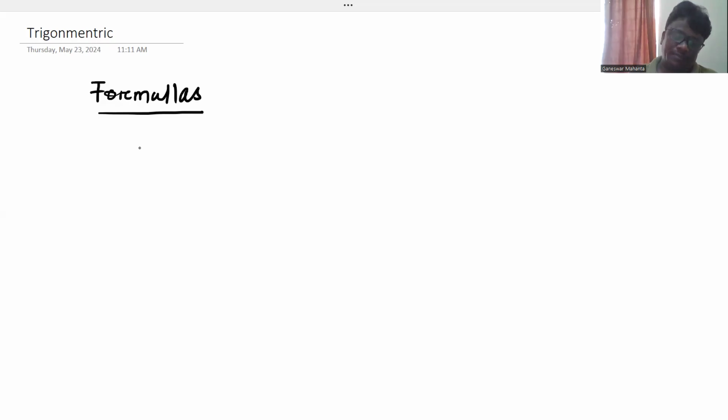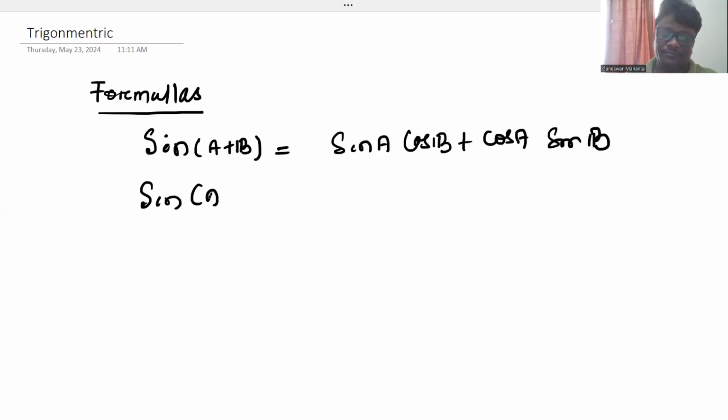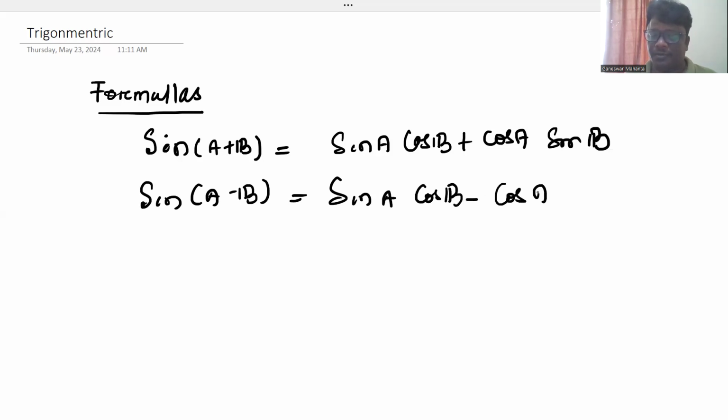Sin a plus b, sin a minus b. Sin a plus b is one formula that we have discussed: sin a cos b plus cos a sin b. Just to remember this formula, sin a minus b is also another formula: sin a minus b is equal to sin a cos b minus cos a sin b.